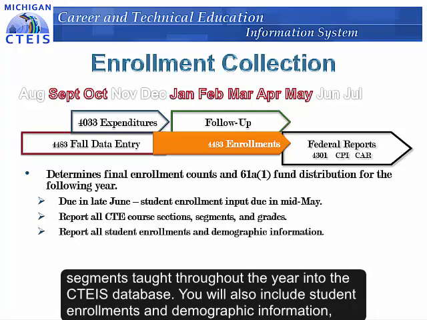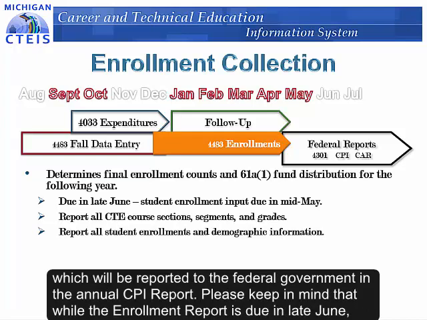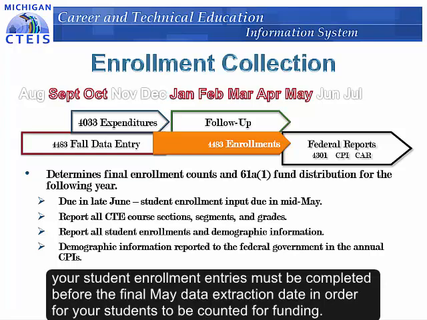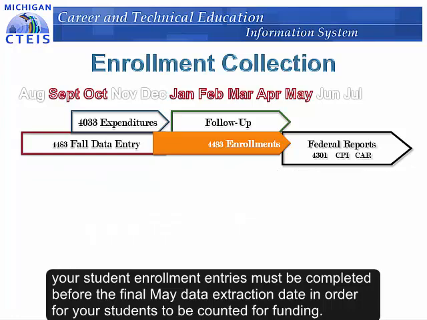You will also include student enrollments and demographic information, which will be reported to the federal government in the annual CPI report. Please keep in mind that while the enrollment report is due in late June, your student enrollment entries must be completed before the final May data extraction date in order for your students to be counted for funding.